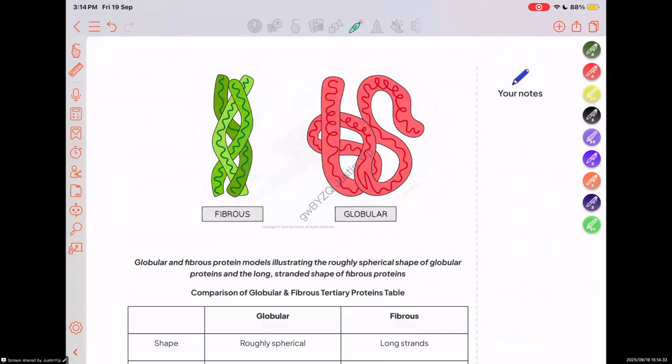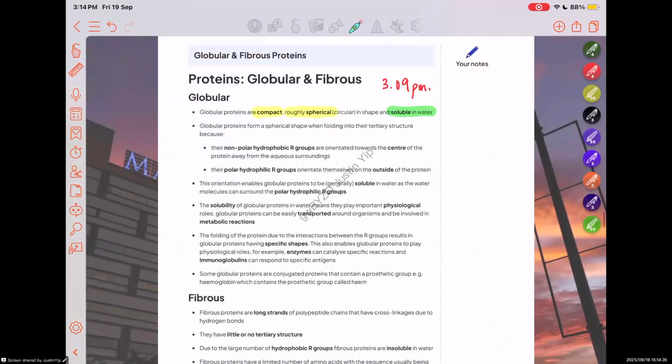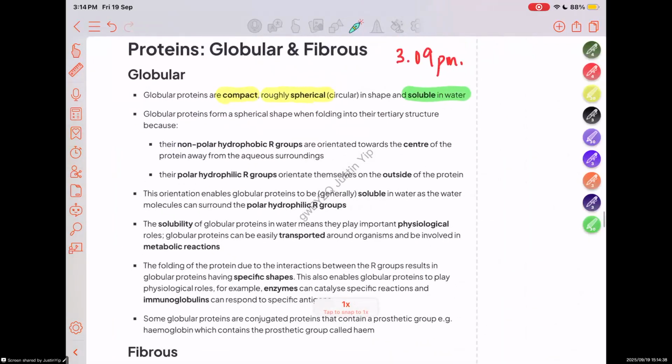Okay, let us look at this part. Globular proteins form a spherical shape, right? The non-polar hydrophobic R groups are oriented towards the center of the protein, away from the aqueous surroundings. To be simple, this is the globular protein: inside will be hydrophobic.